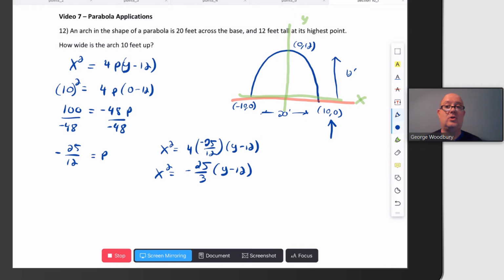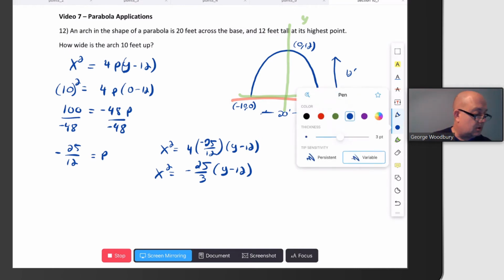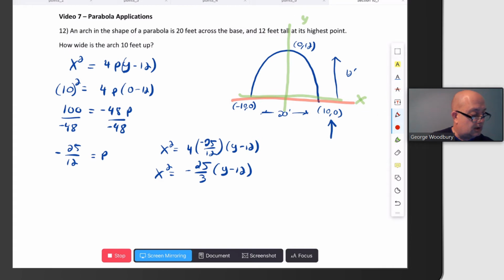It says, how wide is the arch 10 feet up? So if we go up to a height of 10 feet, how wide is this parabola? At that point, I know that y is 10. I can use that to figure out what x is, and I'm going to get two values for x, and then I can find their difference to find the width. That's the plan.